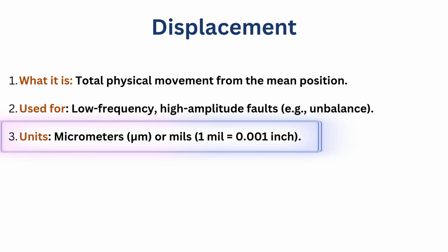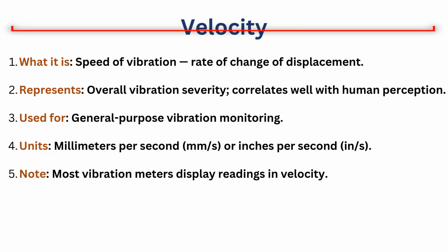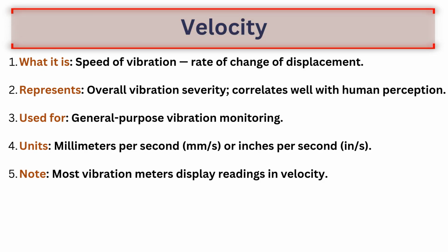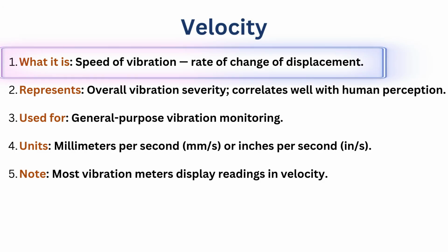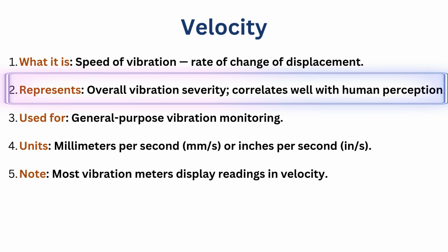So next we will move to the next parameter, that is known as the velocity. This is a very common parameter that is used by vibration analysts. So what is this velocity? Velocity tells us how fast the vibrating part is moving, or how fast the machine is vibrating, right? It is simply a rate of change of displacement. So this parameter is often used for general purpose vibration monitoring because it correlates best with the machine health.